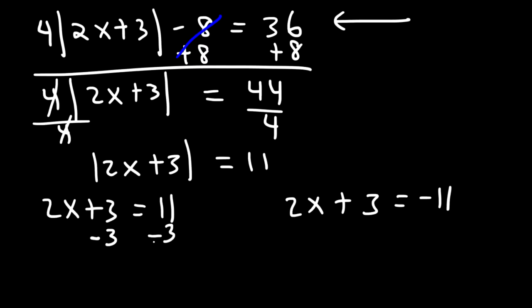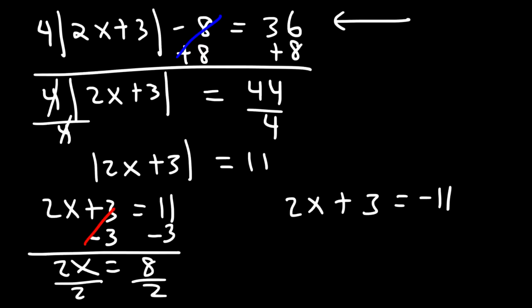Now let's solve the first one. So let's subtract both sides by 3. And so 11 minus 3 is 8. And then if we divide both sides by 2, 8 divided by 2 is 4. So the first answer is x is equal to 4.